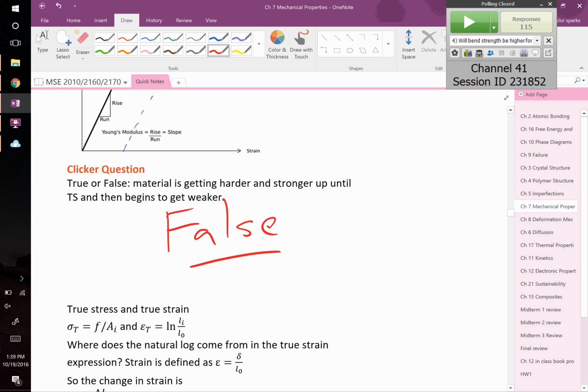Because it doesn't take into account the change in the instantaneous cross-sectional area. And I'll give credit for either one on that.